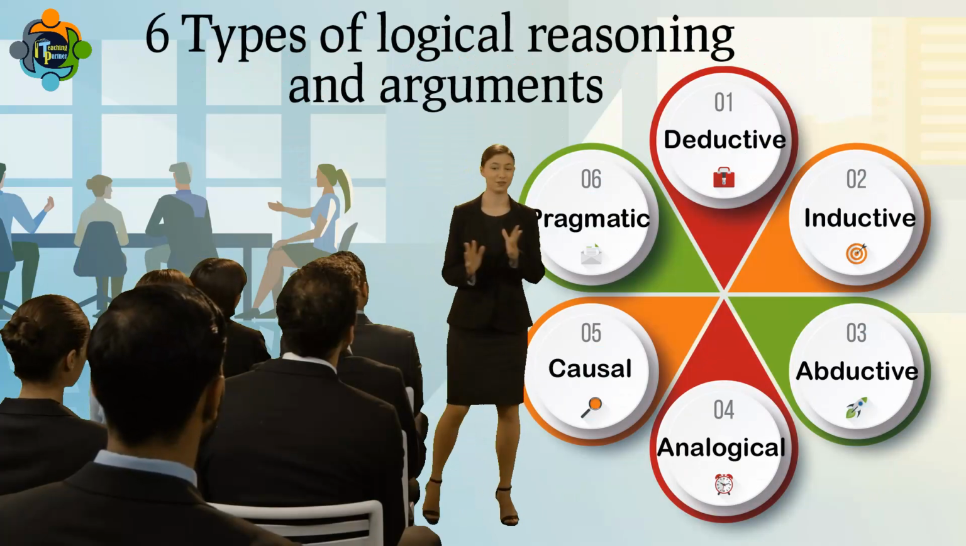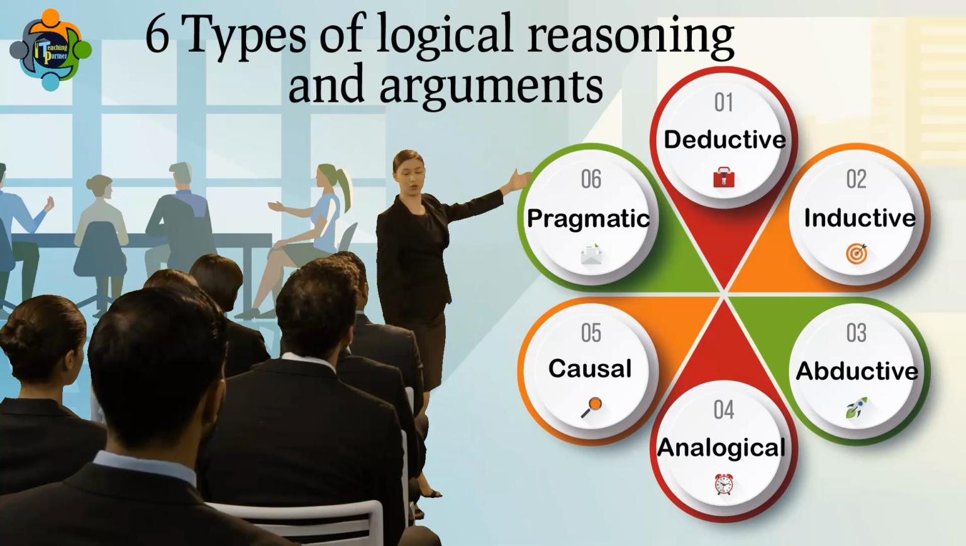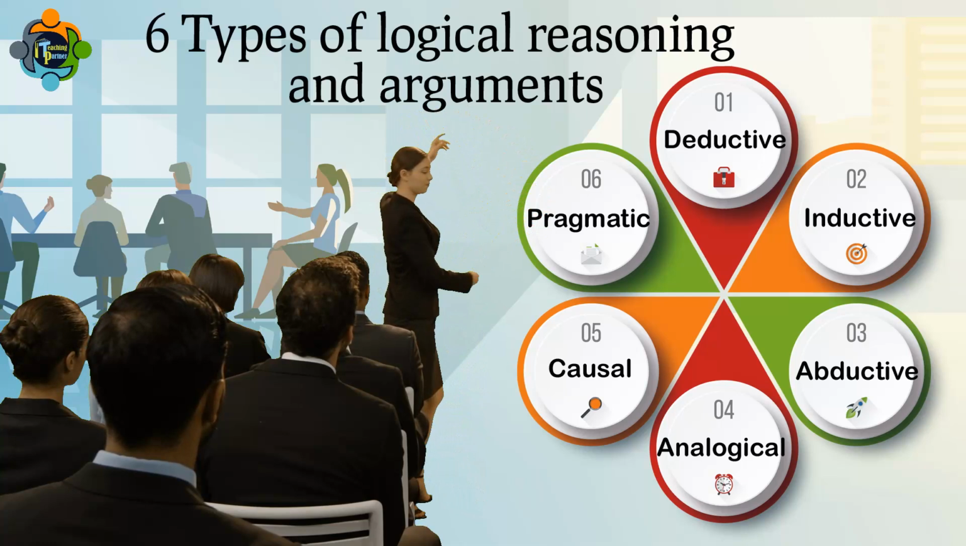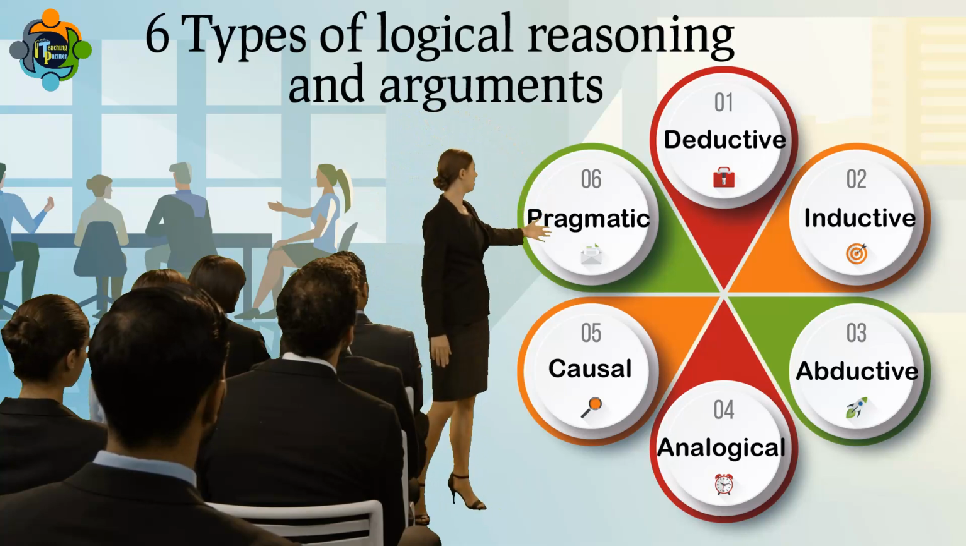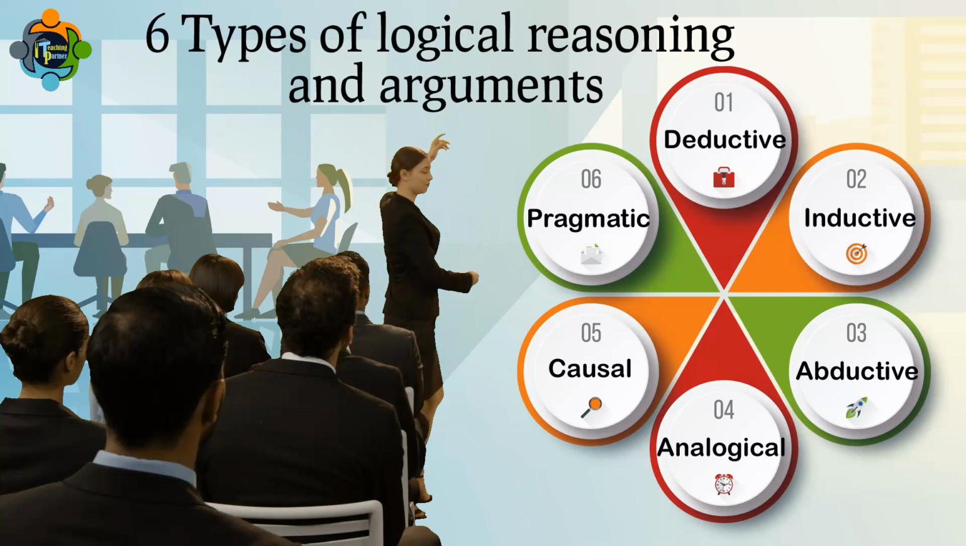And there you have it, the 6 types of arguments: deductive, inductive, abductive, analogical, causal, and pragmatic. You are not just arguing, you are reasoning. And now you know how to do it.